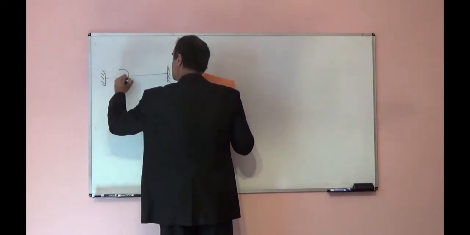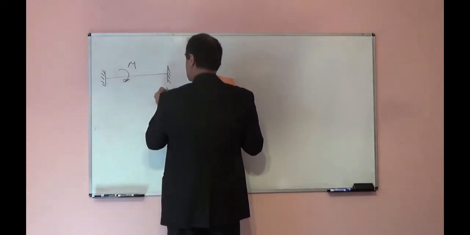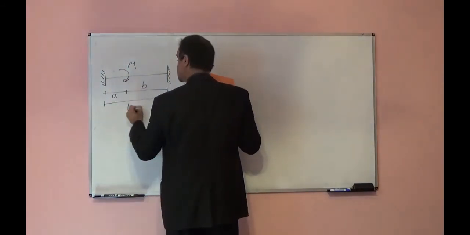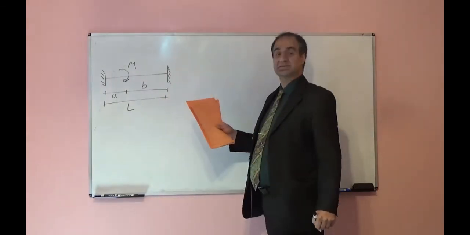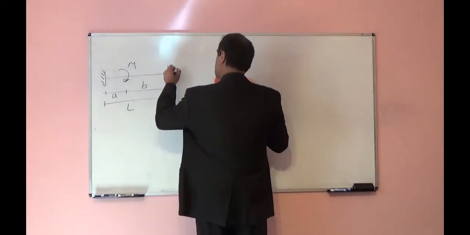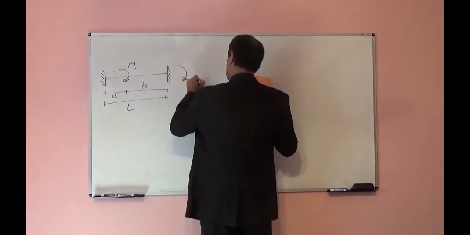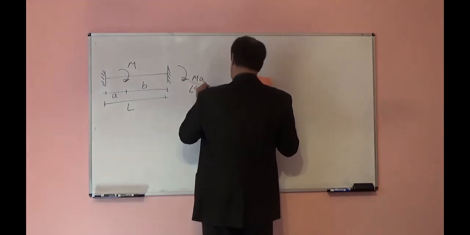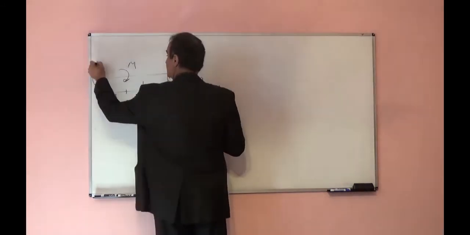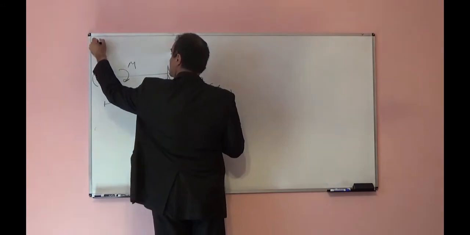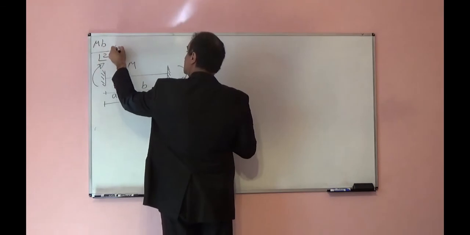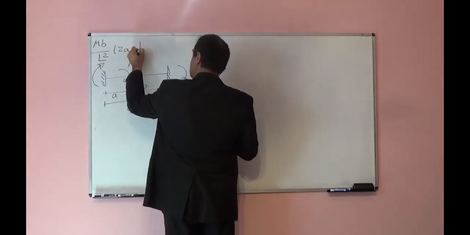For this one, we have only a concentrated moment, and you see the distance from the left support is A, from the right support is B. This will be M A over L squared times (2B minus A). This will be M B over L squared times (2A minus B).